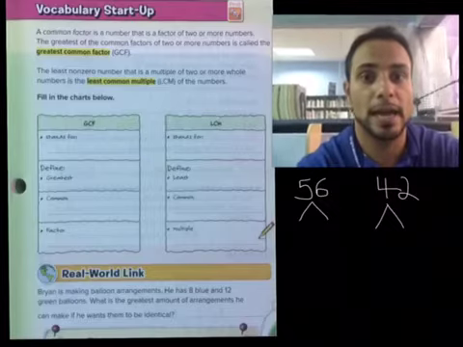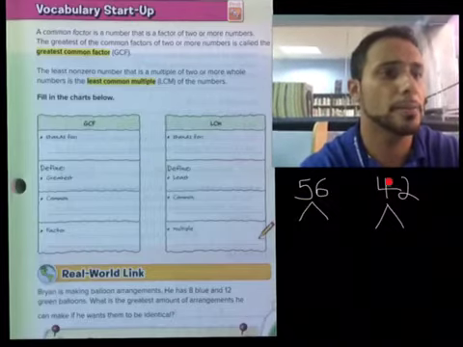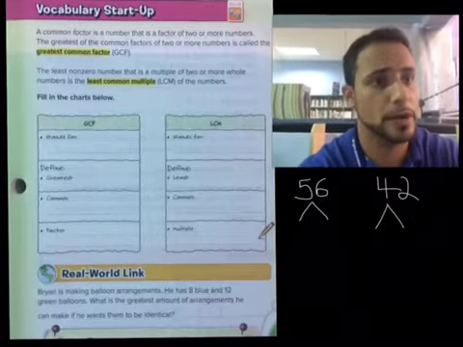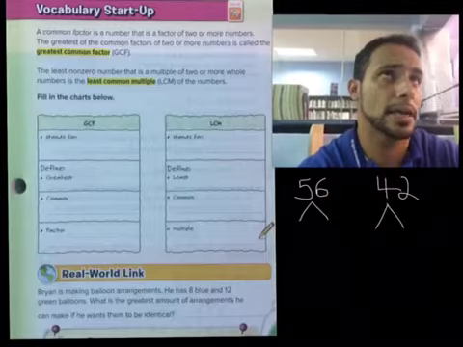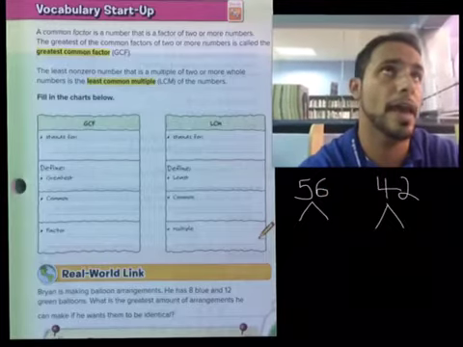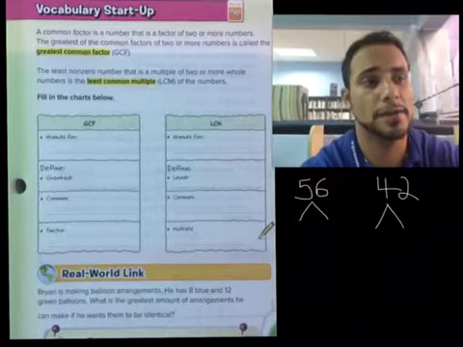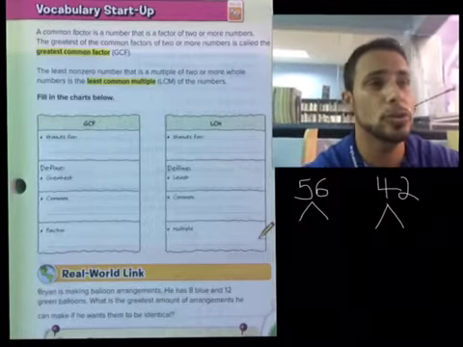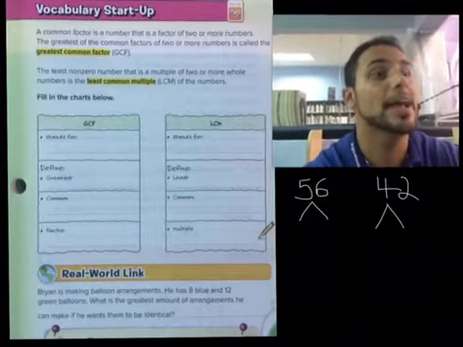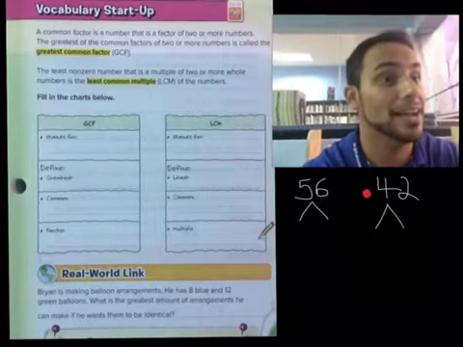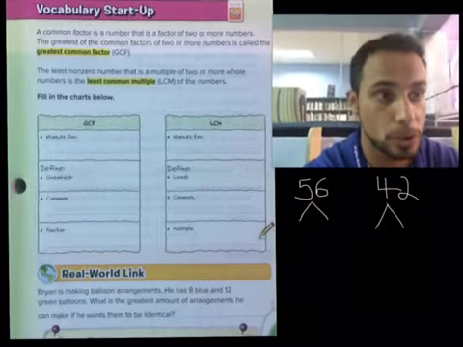So take a look. I have number 56, okay, and number 42. These are multiples. If I were to count by 56, I get 56, 112, and 168. Right? If I'm counting by 42, I'm counting 42, 84, 126, and 168. You see that? So I got 168 as my least common multiple.